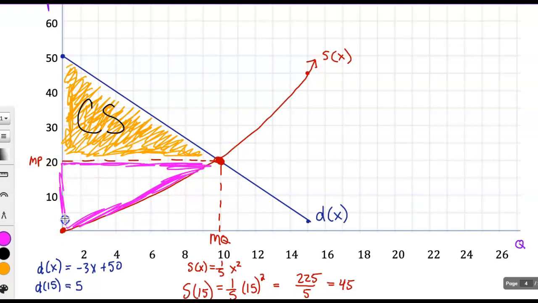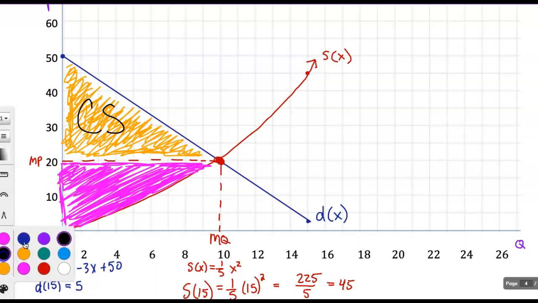Okay, so I was willing to take money all the way down here, but they were paying me $20 the whole time for my stuff, but I was willing to take a lot less. So this area in here in pink is producer surplus.